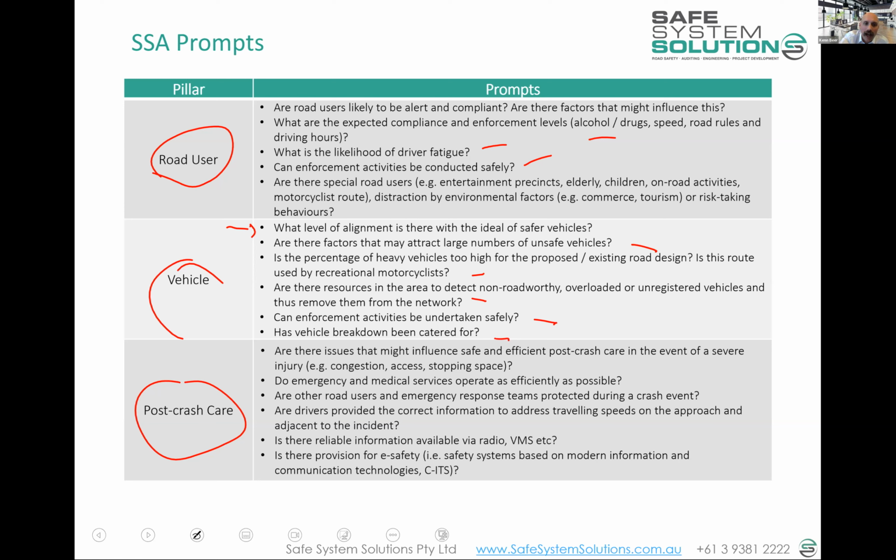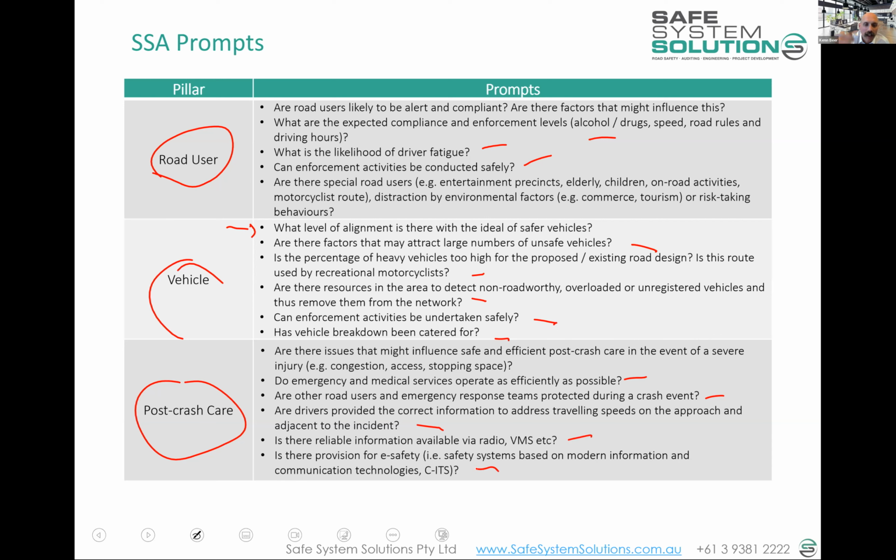And then post-crash care. Are there issues that might influence safe and efficient post-crash care in the event of a severe injury? So congestion, access, stopping space. So that's a motorway style question usually, where it comes up and actually gives you something interesting and meaty. Do emergency and medical services operate as efficiently and rapidly as possible? Are other road users and emergency response teams protected during a crash event? Are drivers provided correct information on the approach or adjacent to an incident? Is there reliable information via BMS?